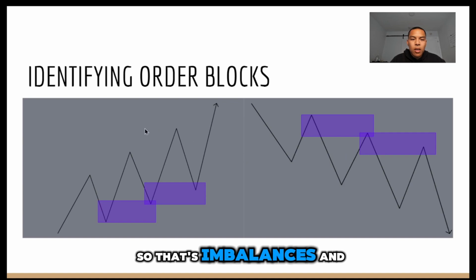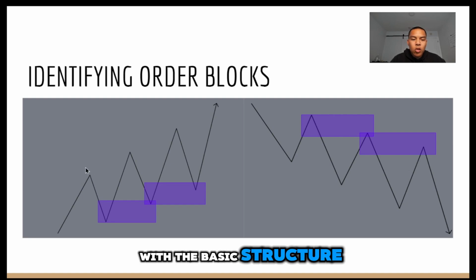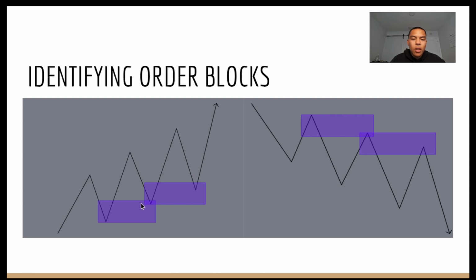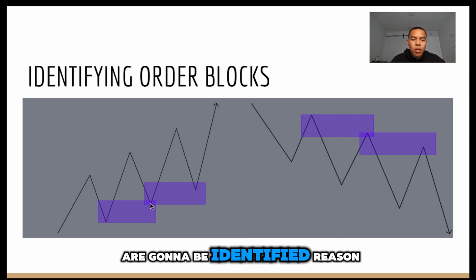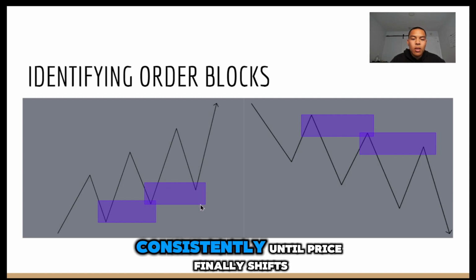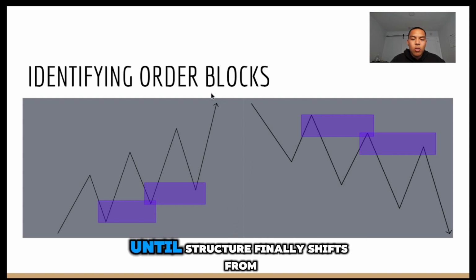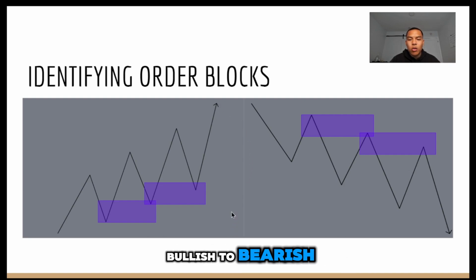So that's imbalances. And then last but not least, this is just identifying order blocks. Very simple. Kind of like with the basic structure we first started off with, we have a higher high, higher low, higher high, higher low, and a higher high, then higher low. Your higher lows, every single time there's a new higher high made, are going to be identified. Reason being is because these are the areas you're going to be looking to buy from, right? And it's going to continue doing the same thing consistently until price finally shifts, until structure finally shifts from bullish to bearish.